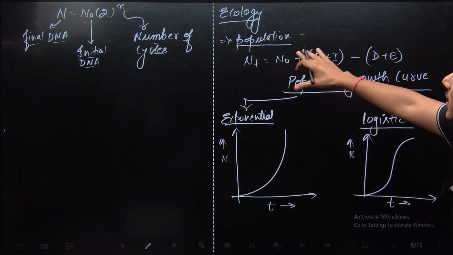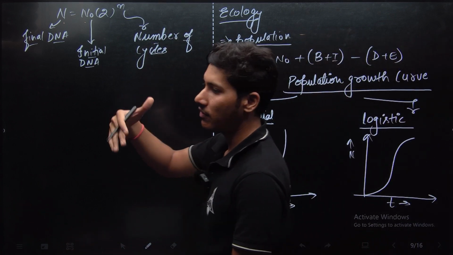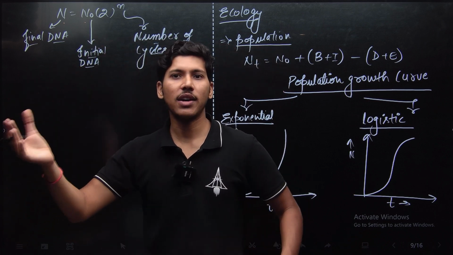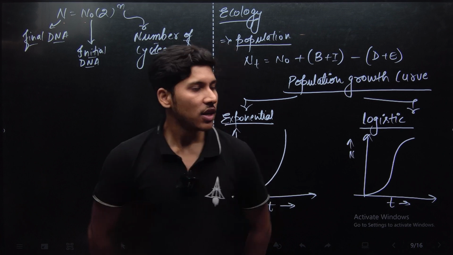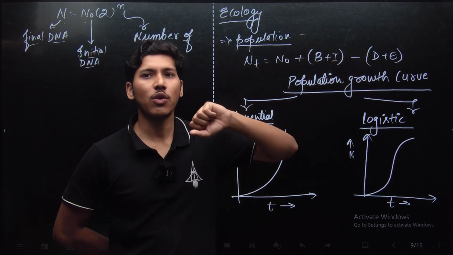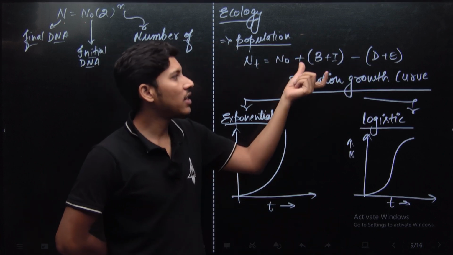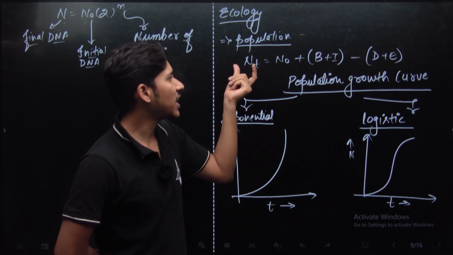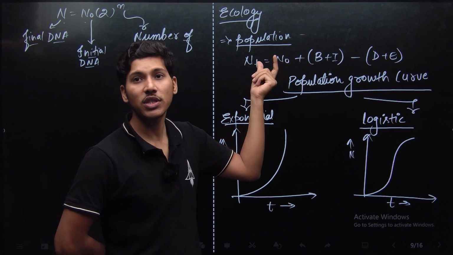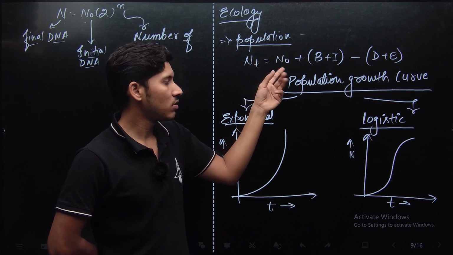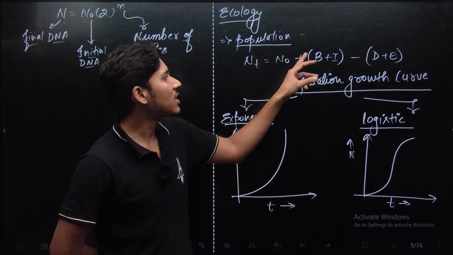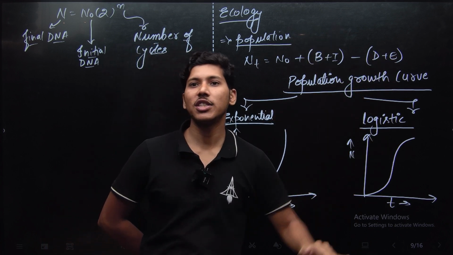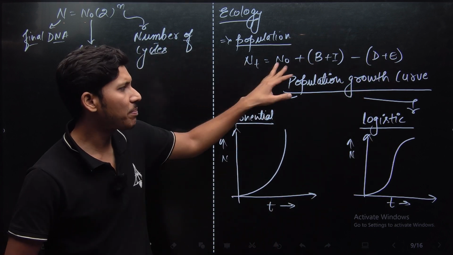Okay, first thing is how do you calculate whether a population is growing or degrowing? How much is the number of the population? It can be simply calculated by noting these points: number of individuals at time t is equal to number of individuals at time 0 from which we started, plus birth plus immigration, which increase the count, and minus death minus emigration, which decrease the count of population. Okay? This is a simple formula.